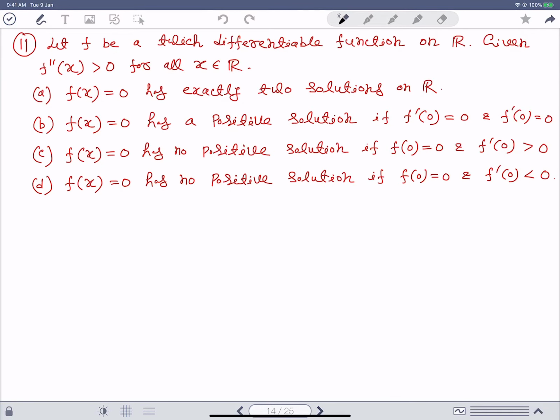Now, we have this problem. Now, this problem is a conceptual problem. Okay? This one I like. So, first of all, it says that f is a twice differentiable function on R, and given that f double dash x is bigger than 0, okay, then we have these options. Now, can you quickly give the answer to this one? So, this is a conceptual one.